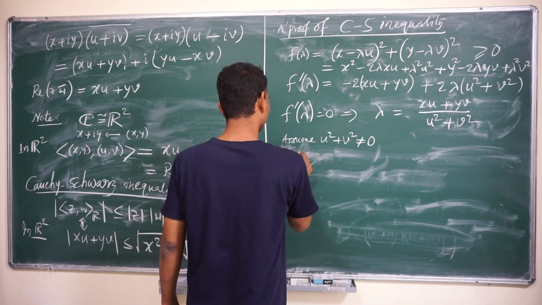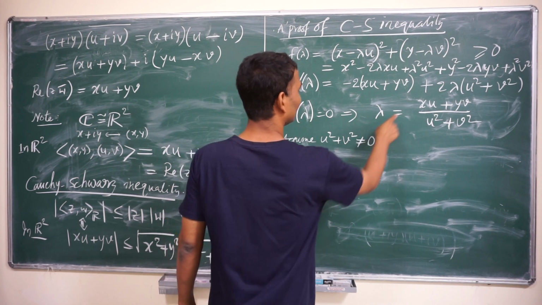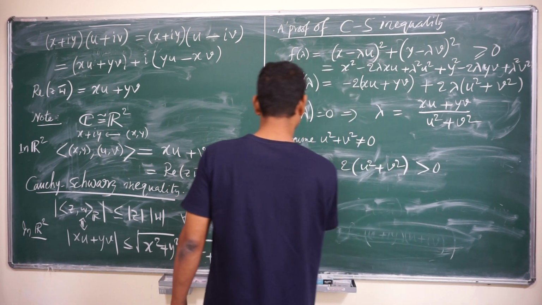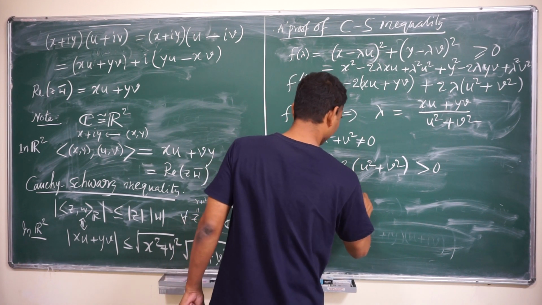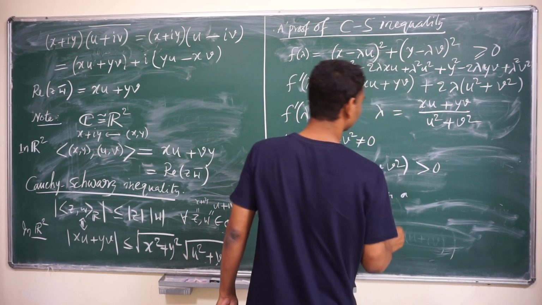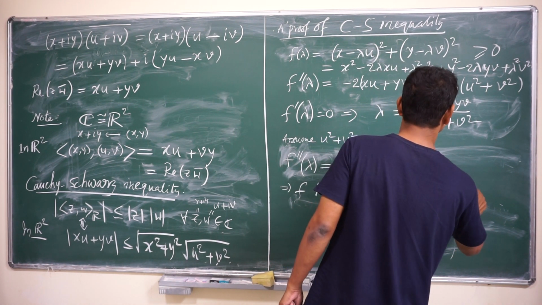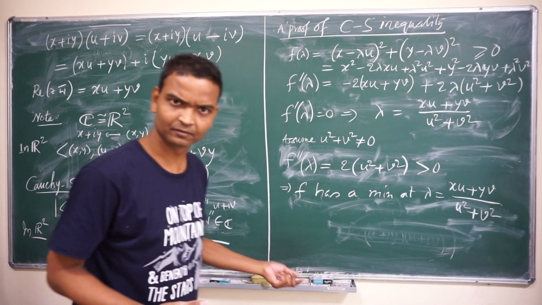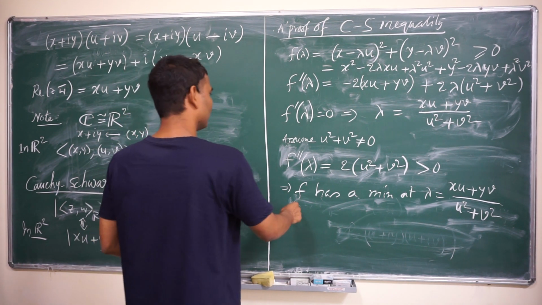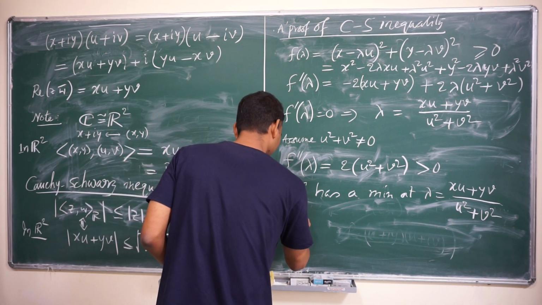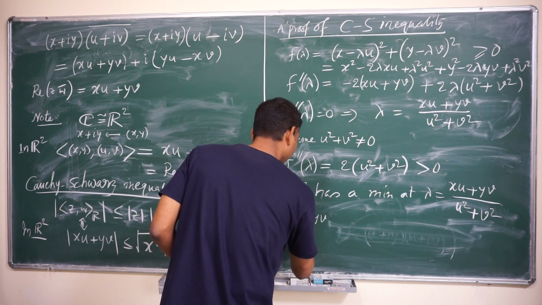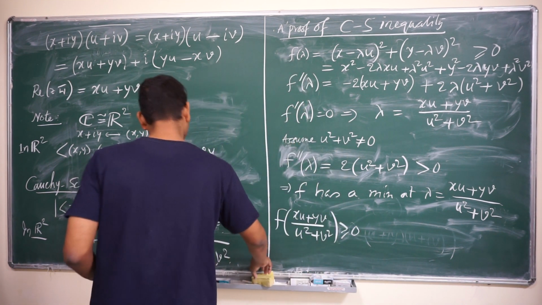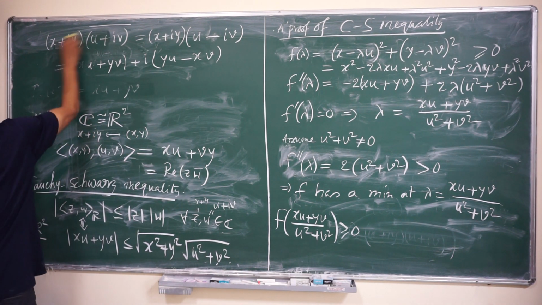And here you see what value it takes. Take the second derivative with respect to lambda. What you get is 2 times u square plus v square, which is positive. So this implies f has a minimum at lambda equal to xu plus yv by u square plus v square. Now evaluate it on that one. So f of xu plus yv by u square plus v square is also greater or equal to 0. Now this gives us the following.